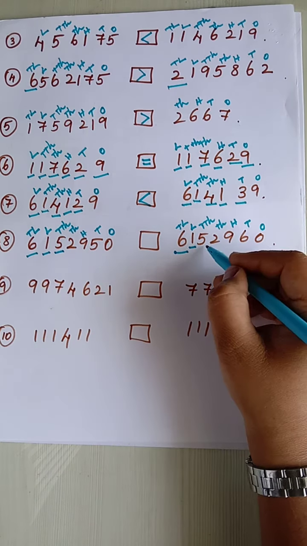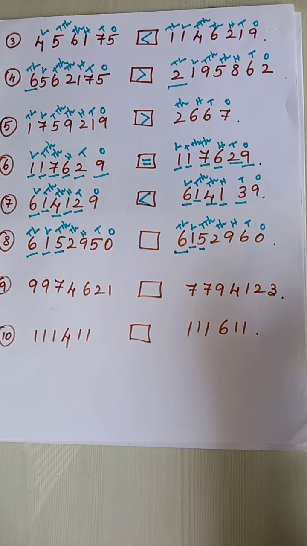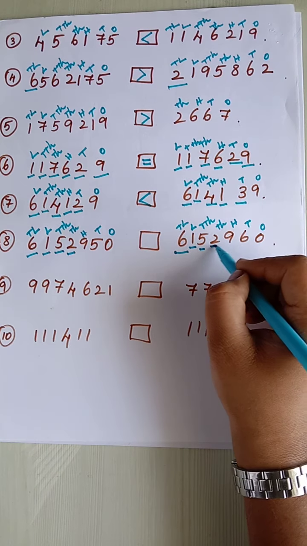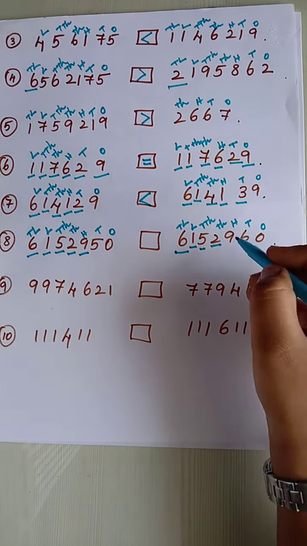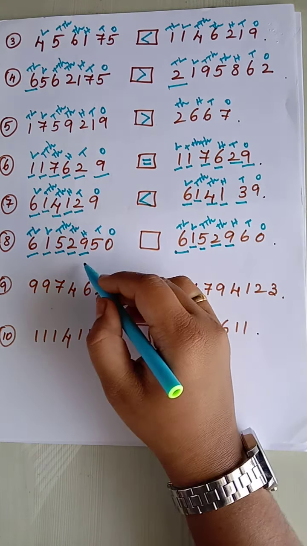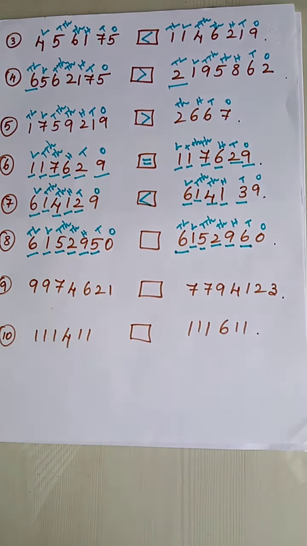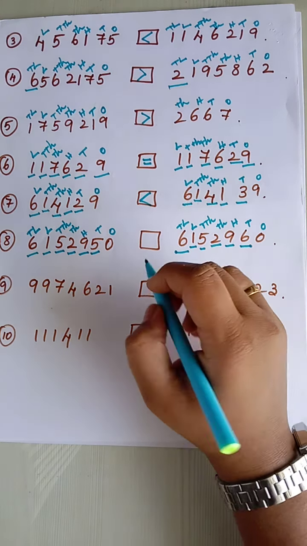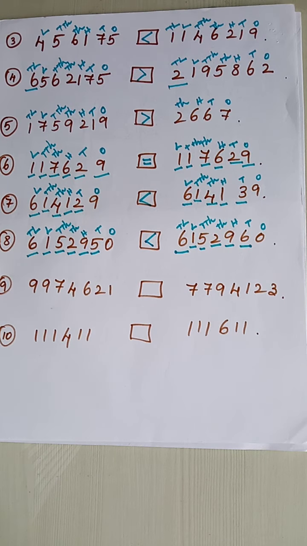Here 5, here also 5. That is same. Okay, next 2, 2, same. Here 9, 9, same. Here 5, here 6. Okay, on this occasion we can compare these two. Here it is 5 and here it is 6. Now which one is greatest, 5 or 6? 6 is the greatest number. So our answer is that 6 is the greatest number, and we have to write the symbol like this.